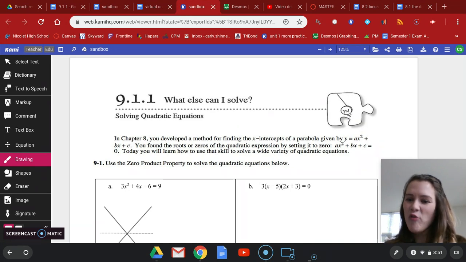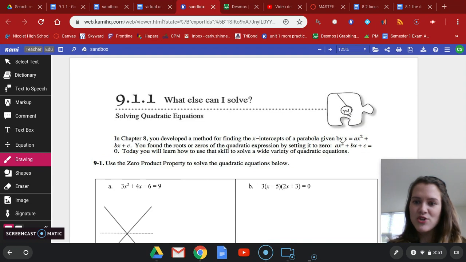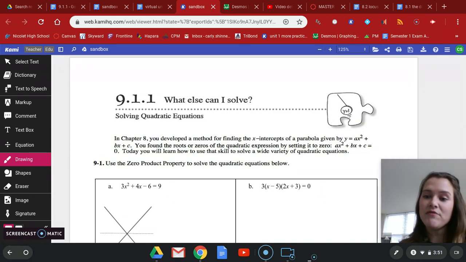9.1.1. Hopefully, you had a great spring break, and on Monday, we had you investigate and just start thinking about the quadratic formula. So, we are going to practice that along with practicing what we already know about quadratics to start off chapter 9.